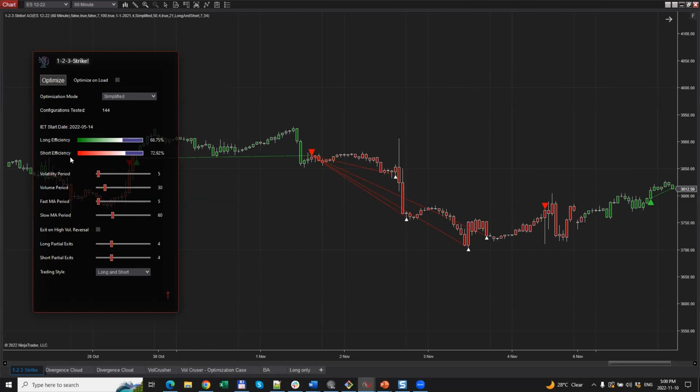And why is that? Because with this optimization feature, what the indicator did internally, in just a few milliseconds in this case, was to try out different combinations of these parameters to find the winning combination where the signals have been working out the best.